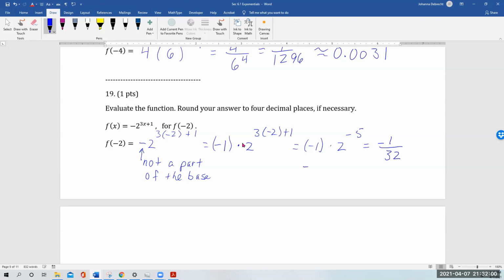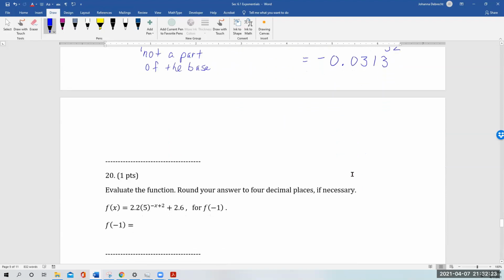If you write that as a decimal number, you should come up with the following decimal. It would be -0.03125, and we could round the 2 up to a 3 to round to 4 decimal places.